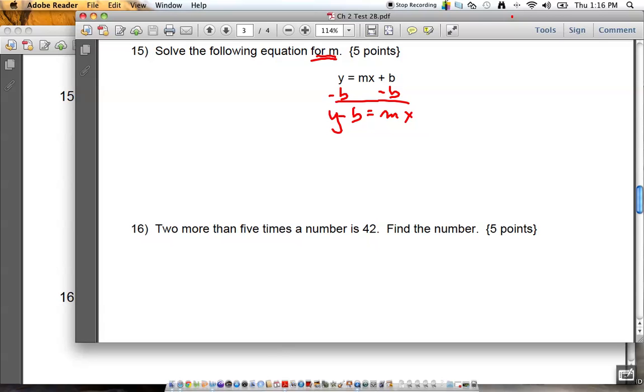Now, what's the opposite, Rach, of multiply? The inverse operation of multiply? Adding? No. Adding and subtracting are opposites. What's the opposite of multiply? Division? That's right. So I just divide by M. And there's my answer. Y minus B over M equals X. Are we good?